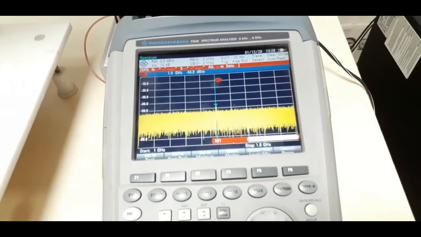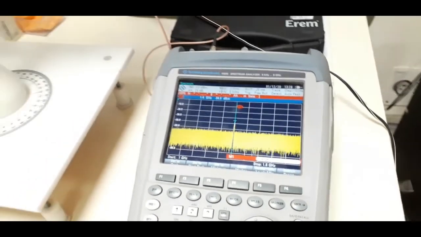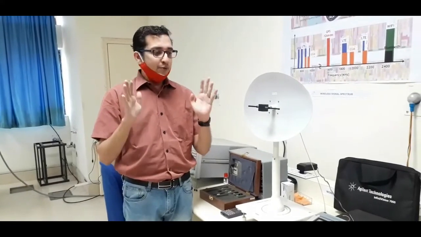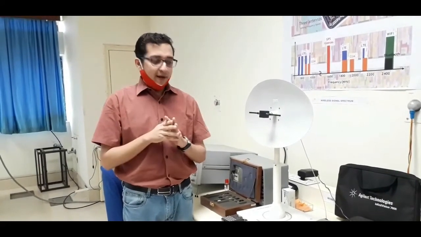So this is what we mean by non-matched states of polarization. The transmitter antenna is vertically polarized and the receiving antenna is now horizontally polarized. Therefore the transmission and reception efficiency is not being maintained. This is the role polarization plays in modern day wireless communications.